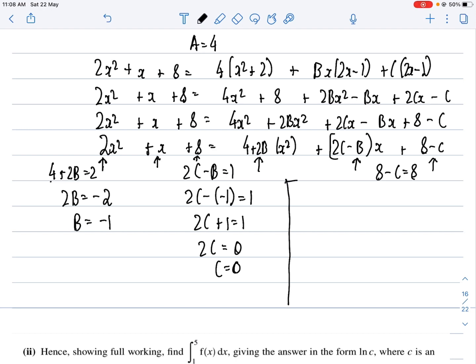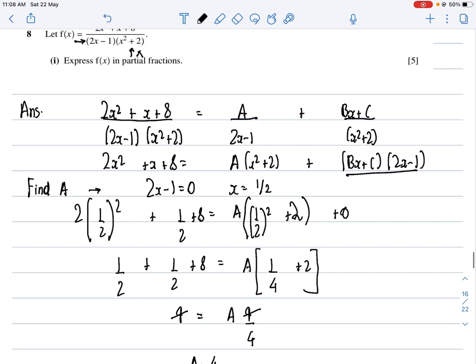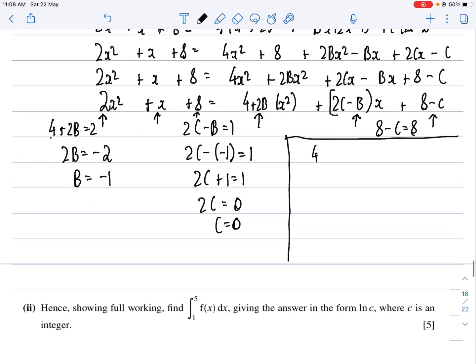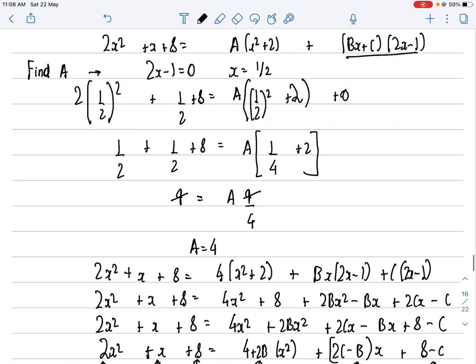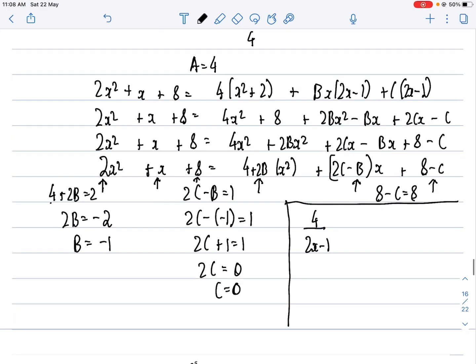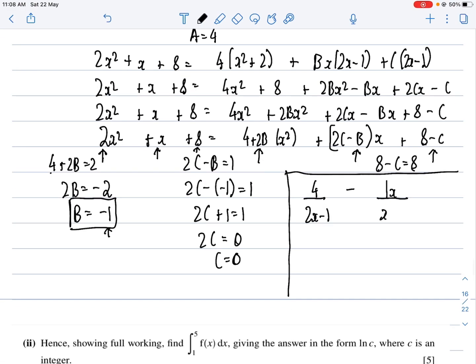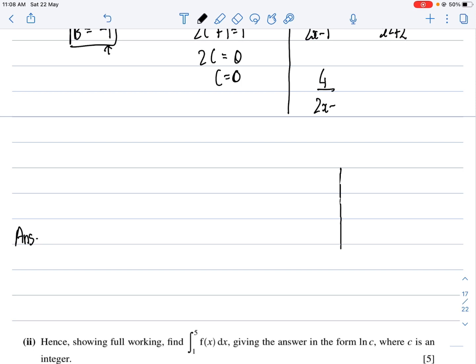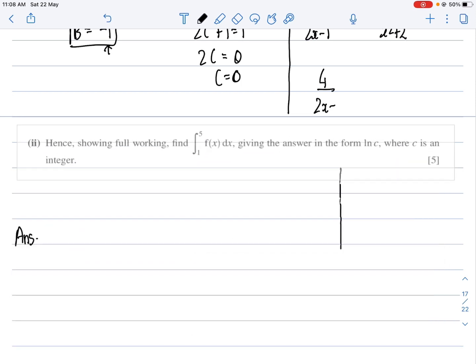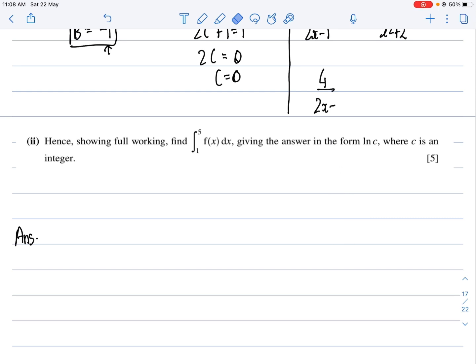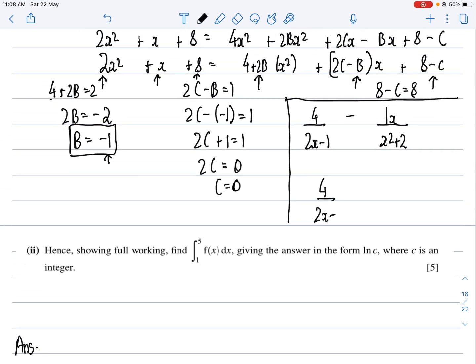So now I can write the partial fraction as a over 2x minus 1. I know my a is 4, so 4 over 2x minus 1, plus, or I can write minus, because b is minus 1 here, so minus 1x over, because I know c is 0, x square plus 2. So I can write this as 4 over 2x minus 1 minus x over x square plus 2.